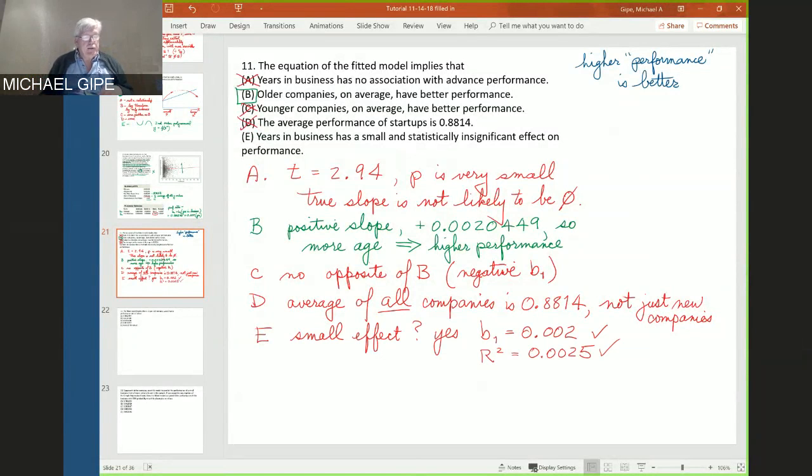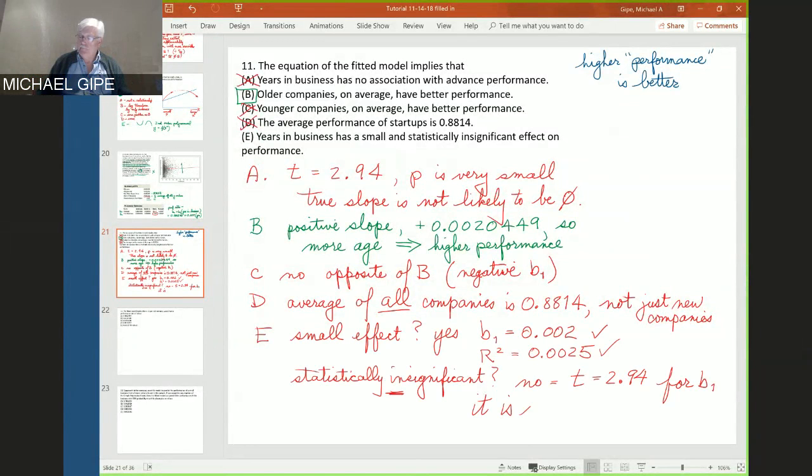But is it statistically significant? And I say insignificant. The answer there is no. T equals 2.94. So even though it's a small effect, it is statistically significant. So that answer is also incorrect. Okay. All make sense?